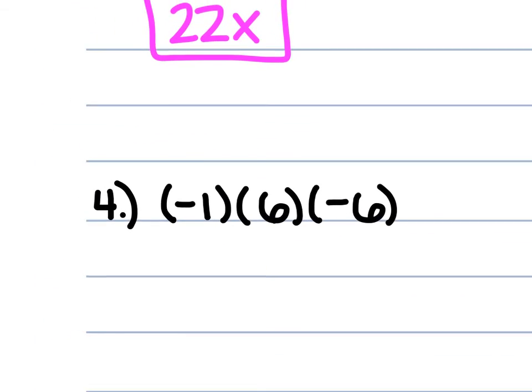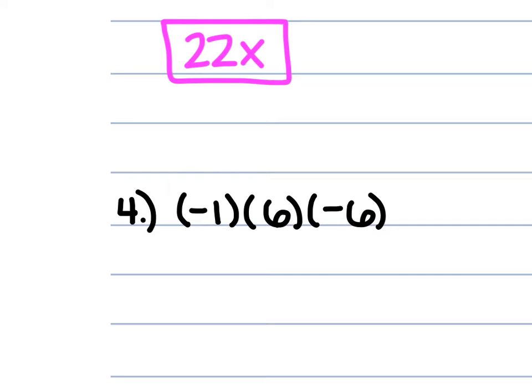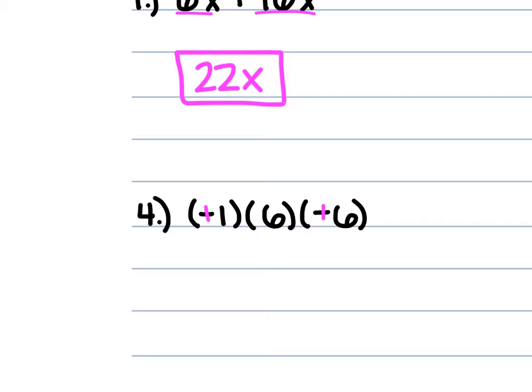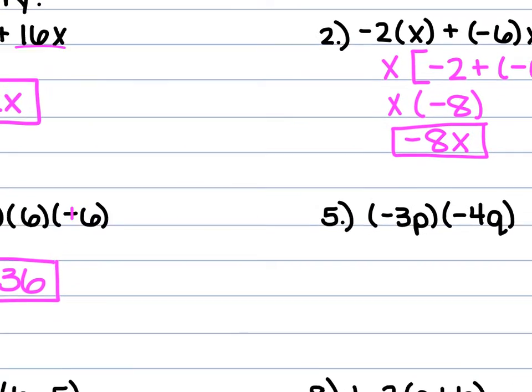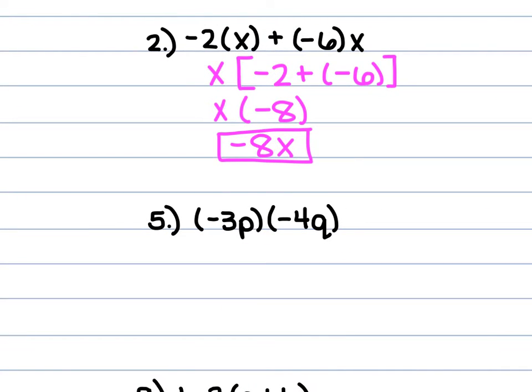For 4, we have negative 1 times 6 times negative 6. Those negatives are an even number of negatives, so it's going to be positive. So from here, the 1 times 6 is 6. 6 times 6 is 36, so we're going to have a positive 36. For 5, we have a negative 3p times negative 4q. A negative times a negative is going to be a positive. 3 times 4 is 12, and p times q is pq. Again, you want to keep that in alphabetical order there.